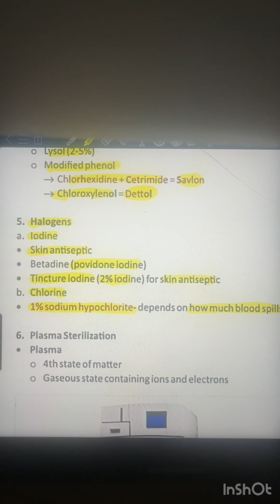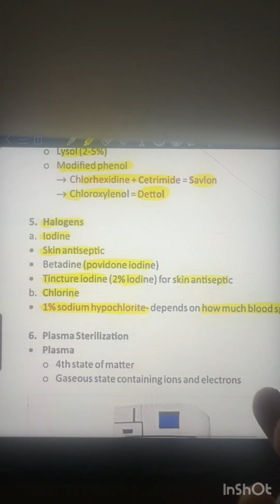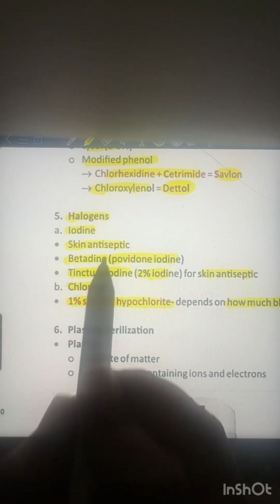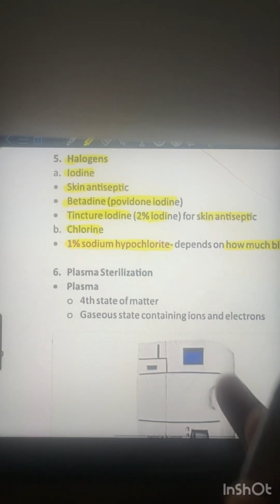Okay, this is also done. So alcohol, aldehydes, phenols, halogens are done. Now I'm left with 2 lengthy ones: plasma sterilization and gas sterilization. So let me begin with plasma sterilization. Sterilization, you know. But what is plasma? Like we used to study in chemistry, what are the states of matter? Solid, liquid, gas. You know that.